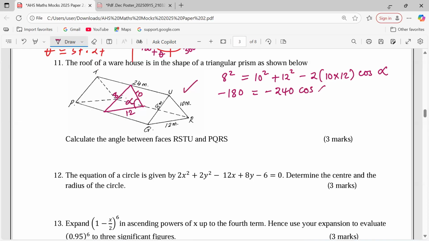times the cosine of alpha. How shall you remain with the cosine of alpha? By dividing through by 240. I'm getting 0.75 positive. Then how will you now get the angle? By taking the cos inverse of 0.75. Now this value shall be shift cosine, giving us 41.41.